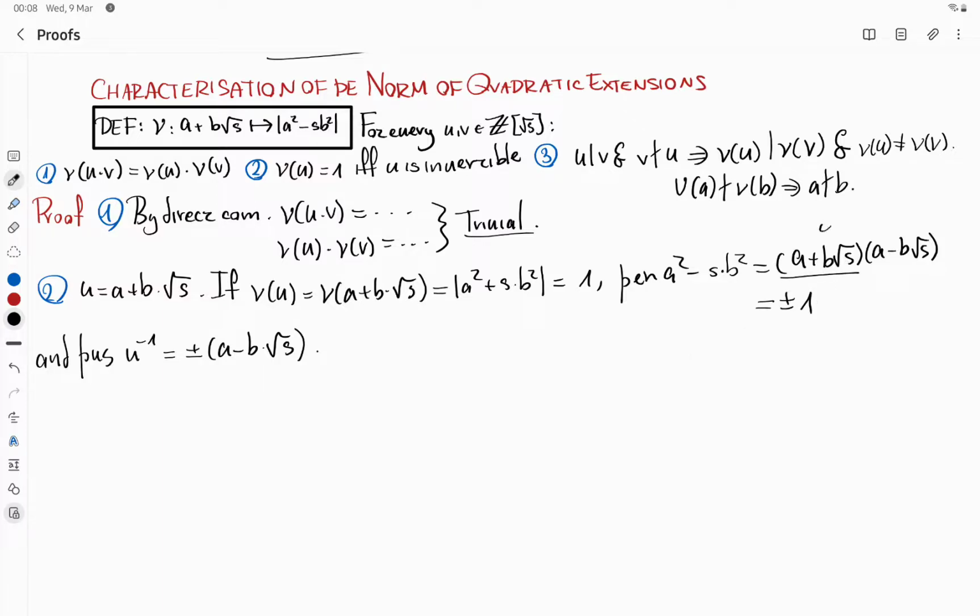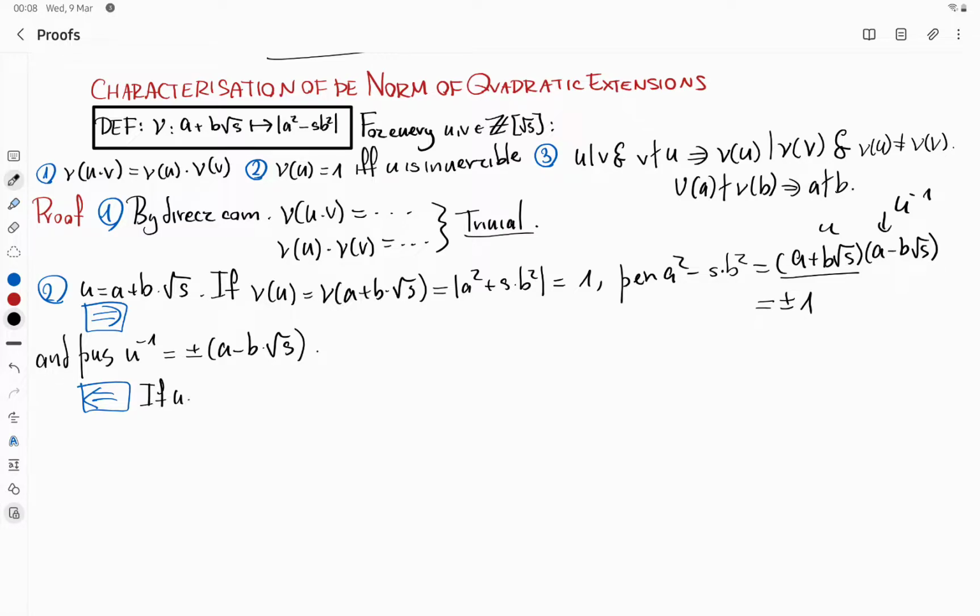Right, well, here is our u, and here we have our u inverse. So we have proven one implication. So this was the left to right implication. Now let's have a look at the right to left, because we are proving an equivalence. There is a biconditional.